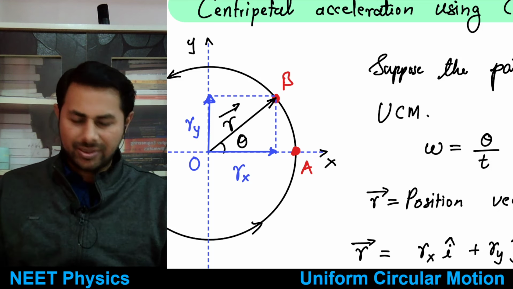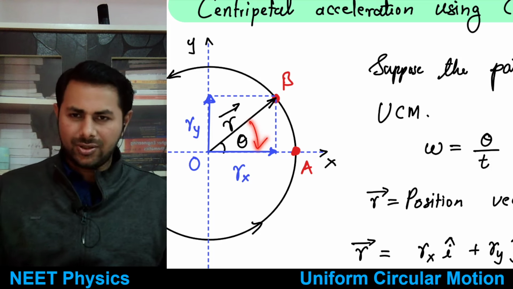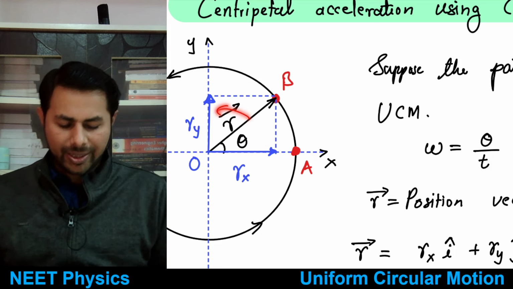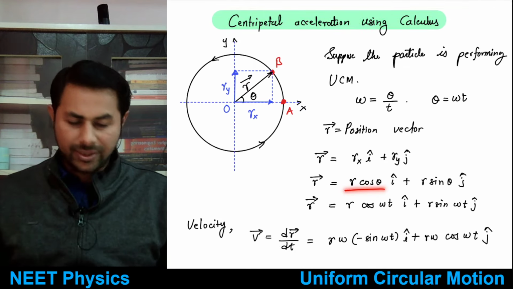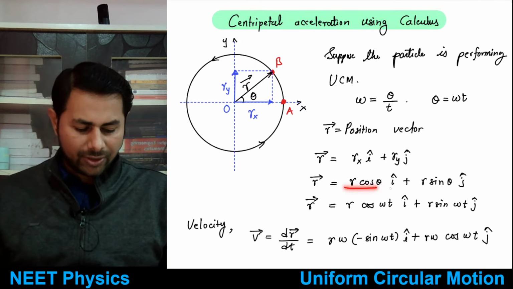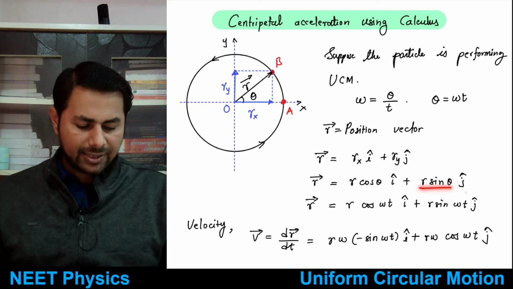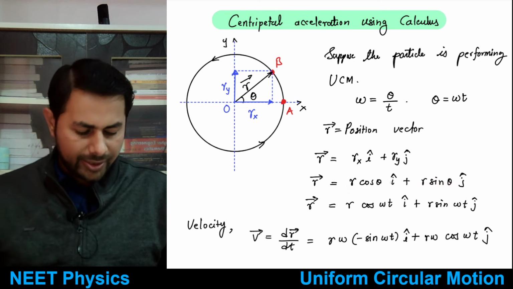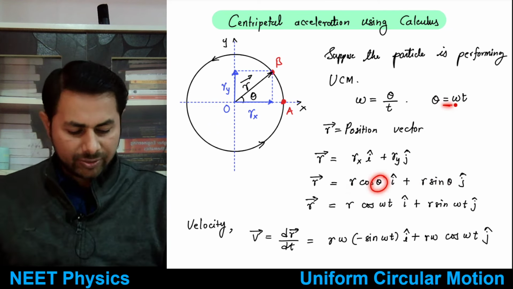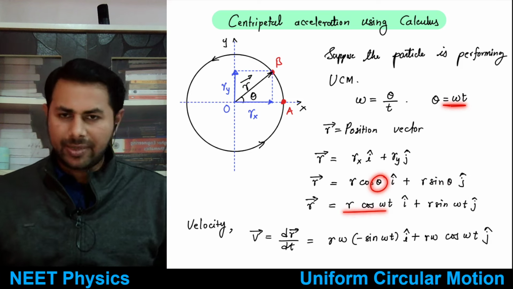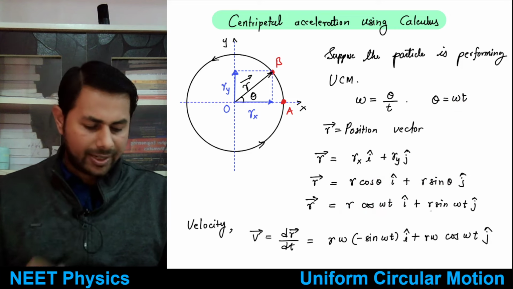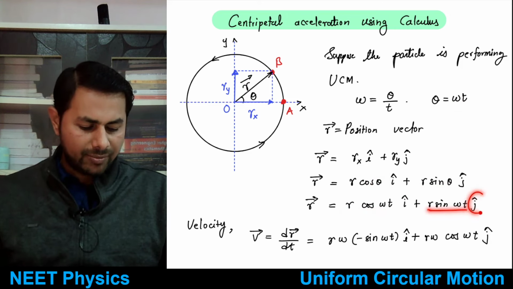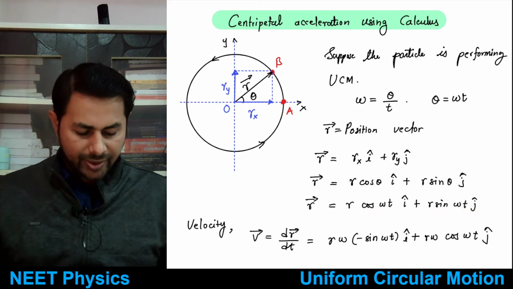Right? Always remember, the component through the angle is cos, the component away from the angle is sine. So rx is r cos theta. So r bar is equal to r cos theta times i cap plus r sin theta times j cap. Then theta can be written as omega t. So in the next step, r bar is equal to r cos of omega t multiplied by i cap plus r sin omega t multiplied by j cap, right?